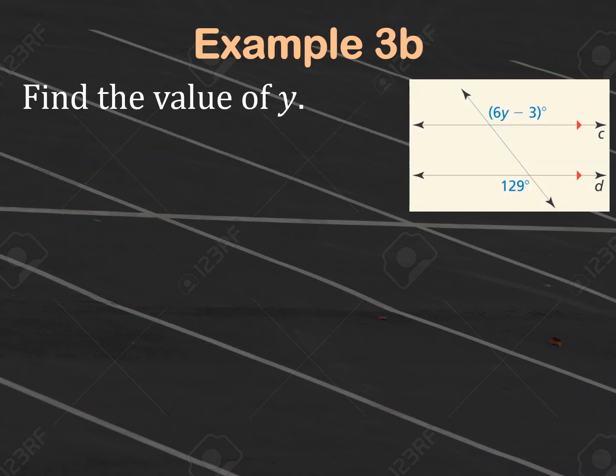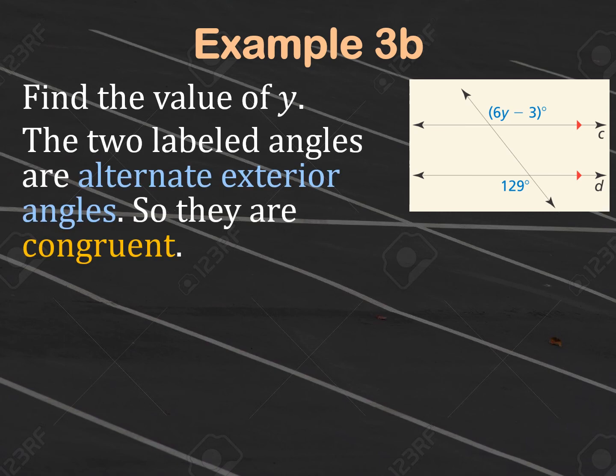If you want to try this one, go ahead on your own. Otherwise, you can just listen to me go over it. Find the value of y. So the question is, how are these two angles related? The 6y minus 3 and the 129-degree angle? Well, they are alternate exterior angles, parallel lines intersected by a transversal, on opposite sides of the two parallel lines and on opposite sides of the transversal. So they are congruent. So 6y minus 3 has to equal 129.